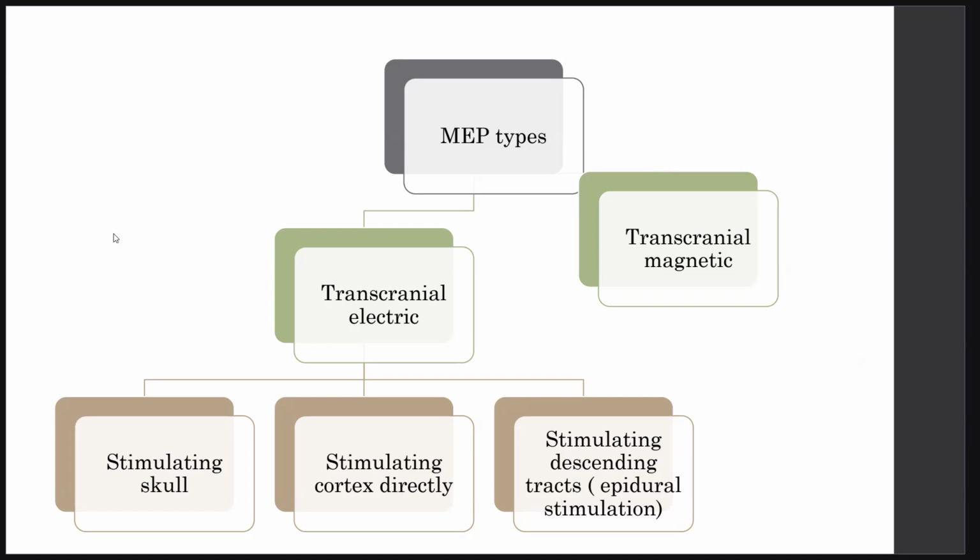When you stimulate the cortex, you bypass the skull, skin, CSF and dura. Or you stimulate the descending tracts, which is the epidural stimulation. You stimulate the corticospinal tract, and either you record from the muscle, or you record from another part of the corticospinal tract, spinal to muscle. These are all methodologies to acquire evoked potentials from the motor system.